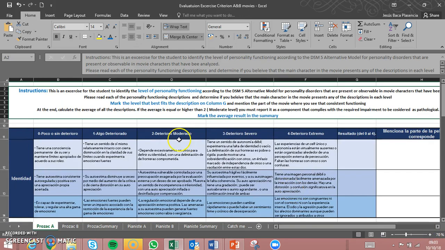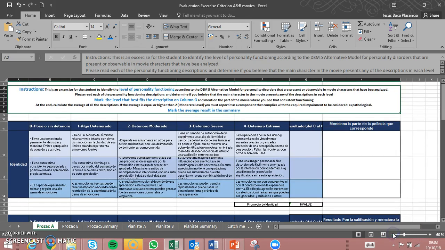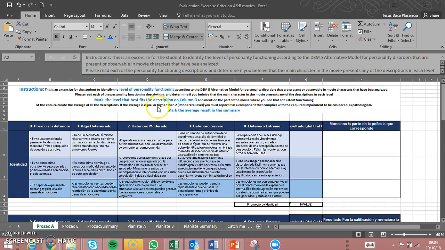It says, this is an exercise for the student to identify the level of personality functioning according to the DSM-5 alternative model personality disorders that are present or observable in movie characters that we have been analyzing. Please read each of the personality functioning descriptions and determine if you believe that the main character in the movie presents any of the descriptions in each level. Mark the level that best fits the description in column G, and mention the part of the movie where you see that consistent functioning. At the end, calculate the average of all descriptions.